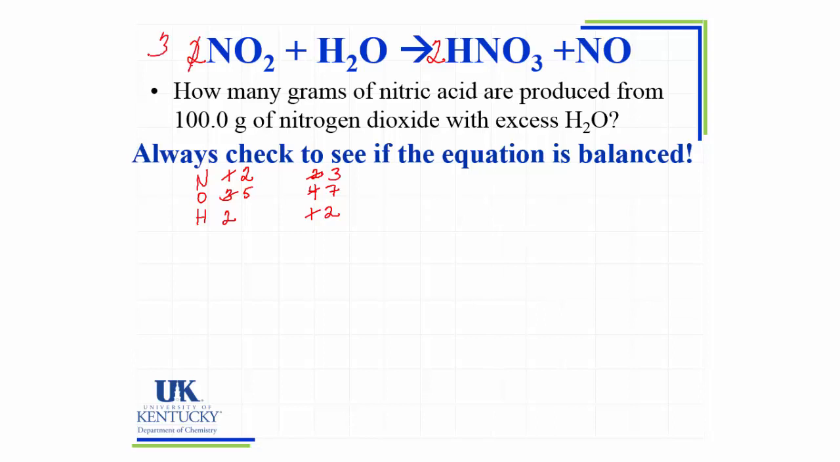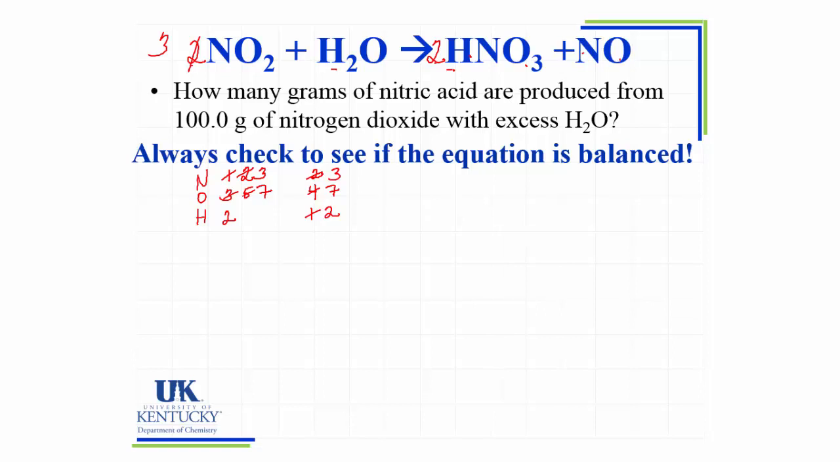I change that to a 3 for the nitrogen. Now I have 6 plus 1, 7 oxygens. I still have 2 hydrogens on the left, and now it appears that my equation is balanced, but I'm always going to go through and double check to make sure it's correct. So we have 3 nitrogens on the left, we have 3 nitrogens on the right, we have 6 plus 1, 7 oxygens on the left, we have 6 plus 1 equals 7 oxygens on the right, we have 2 hydrogens on the left, and we have 2 hydrogens on the right. So now that I know I have a balanced chemical equation, I can proceed with the stoichiometry calculation.